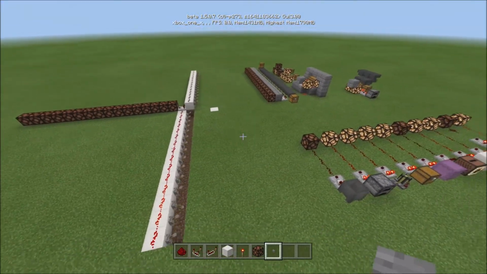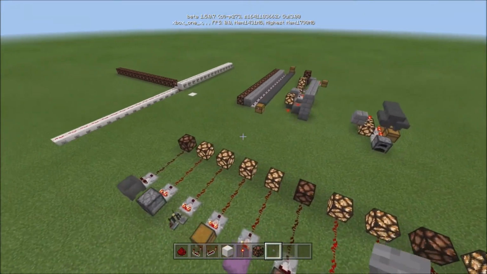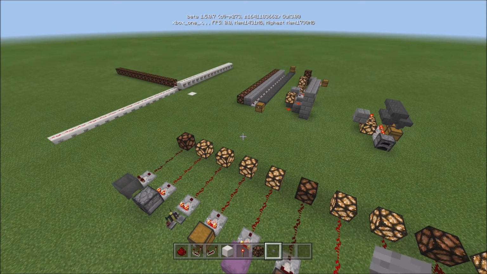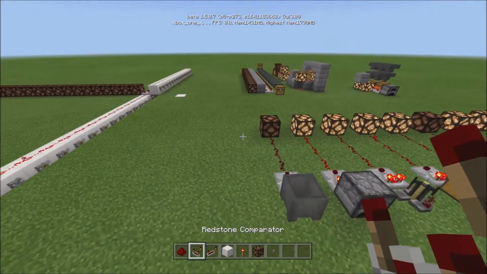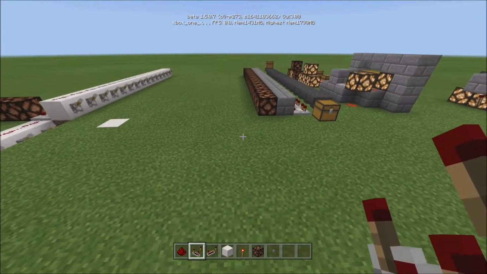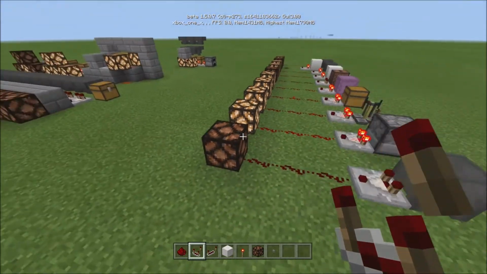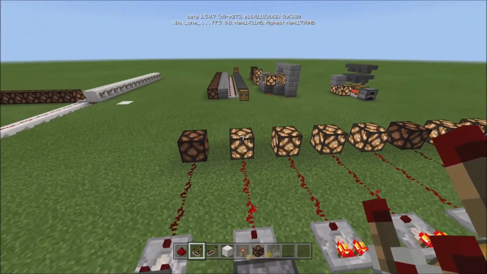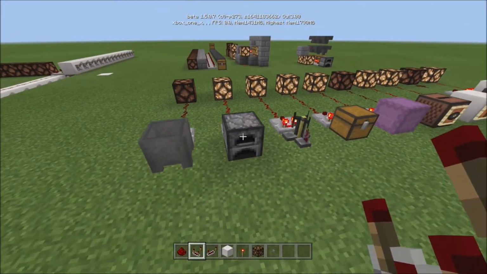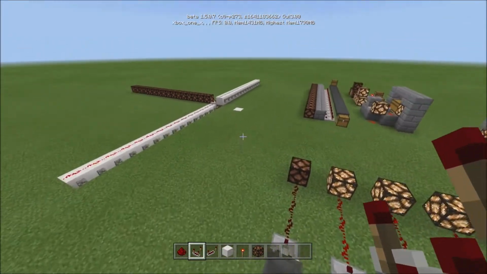But that's basically it. Those are the basics of the comparator. One of the most versatile redstone tools that we have. I use this in pretty much everything. It is so fantastic to be able to pull signals out of nothing, out of non-redstone blocks, and turn it into something and then use that for something else. It's just super versatile. So hopefully this helped in some way.